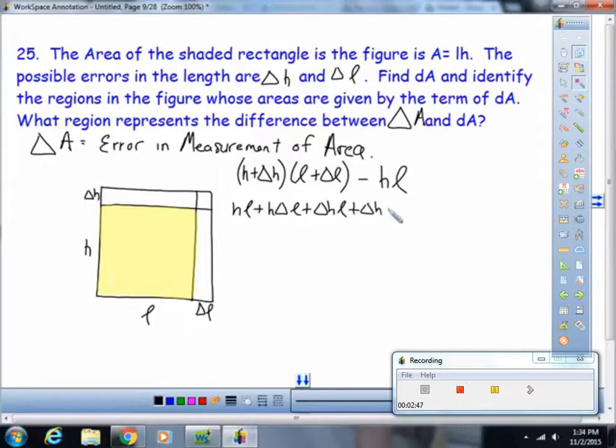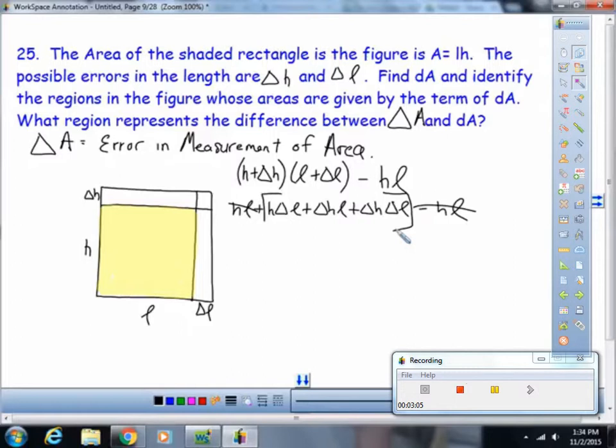And then we're going to subtract out our yellow area so we can just find the error in measurement, and we get HL. We could do that every time if we wanted, and that would find our actual error in measurement, okay? It's H delta L plus delta HL plus delta H delta L.